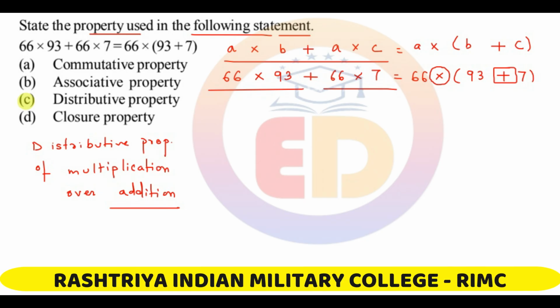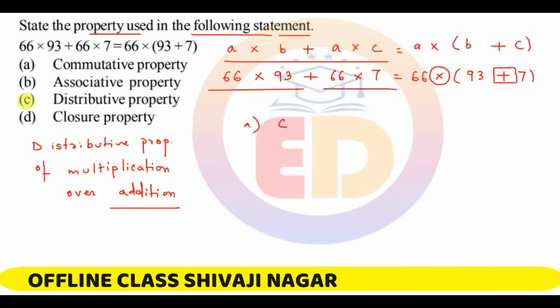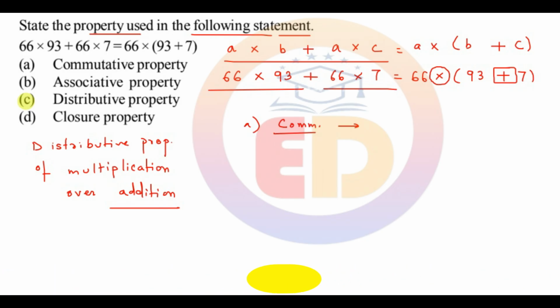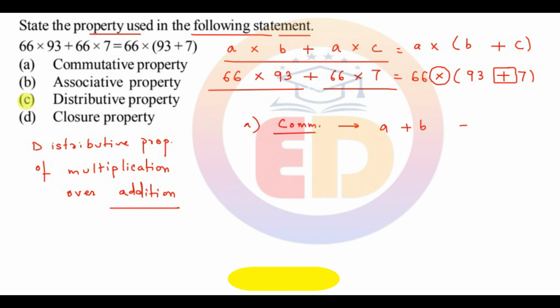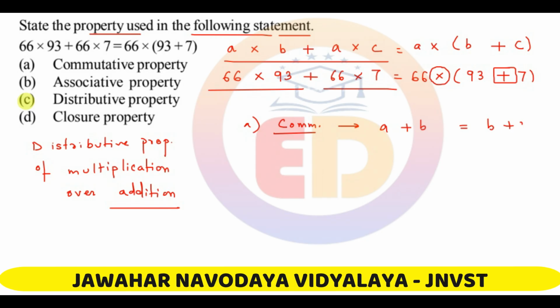Let us understand the option A, commutative property. Commutative property is A plus B equals B plus A. Another name of commutative property is ordering property.